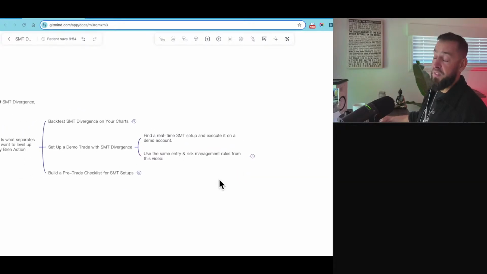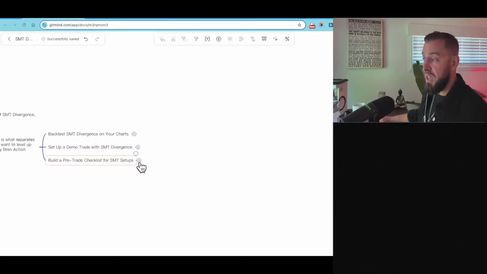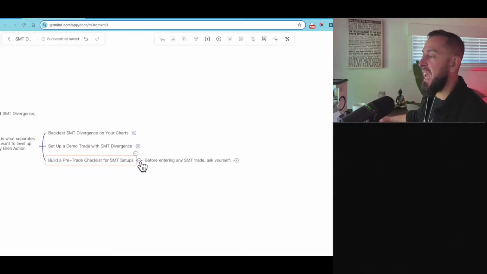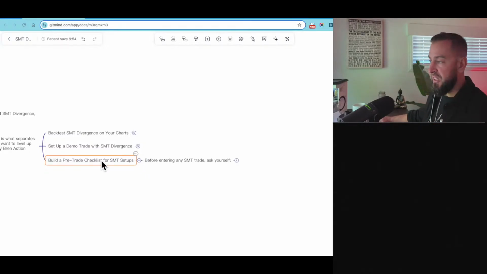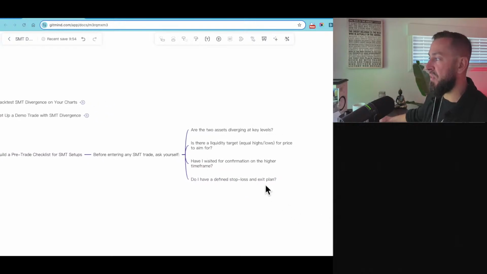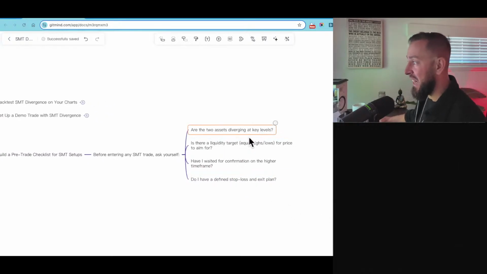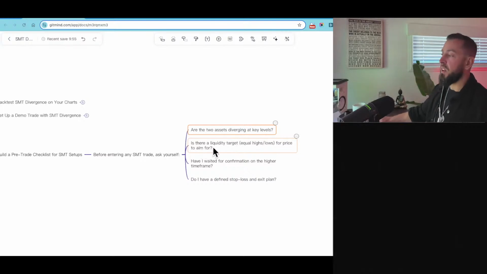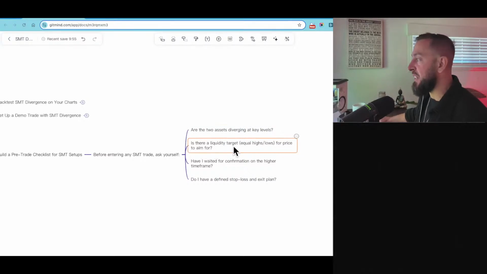Okay. Now, if you didn't know this, one of the number one reasons why losing traders lose is they try and scale into losing positions. Do not do that. Instead, only scale in if you're winning and in profit. Now, your third action step is to build a pre-trade checklist for SMT setups. Before entering any SMT trade, ask yourself the following 4 questions. Here they are. Number 1, are the 2 assets diverging at key levels? Number 2, is there a liquidity target?